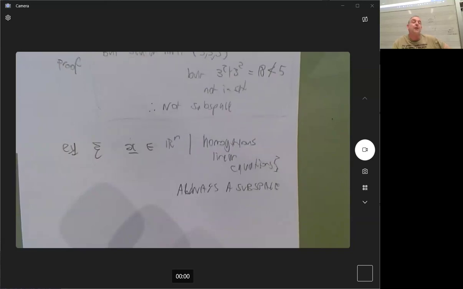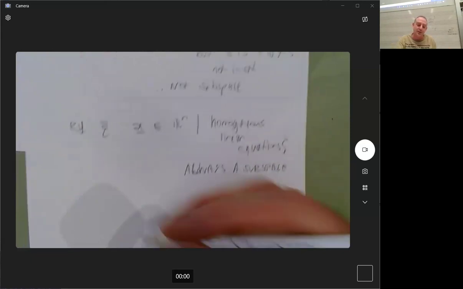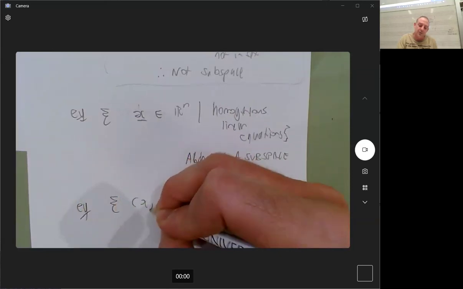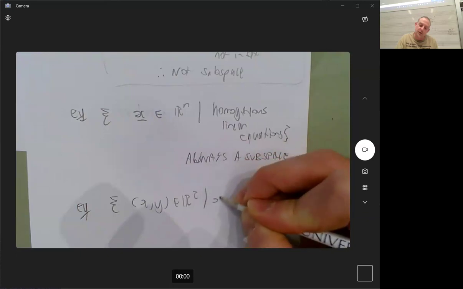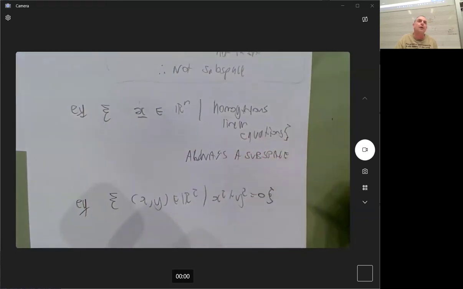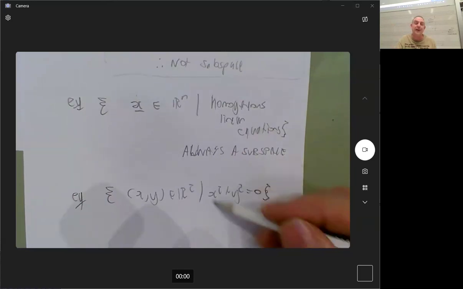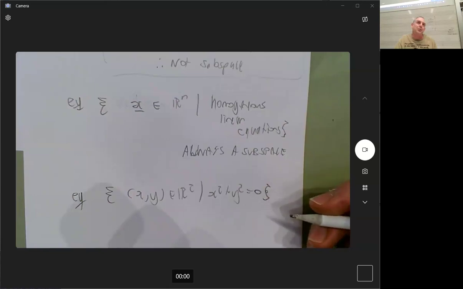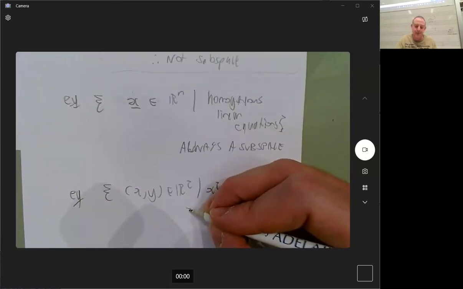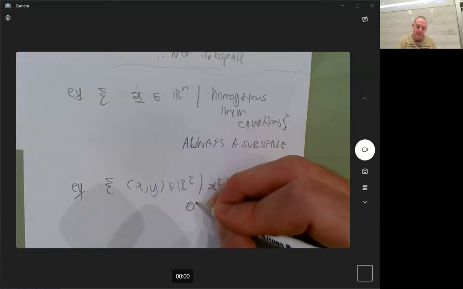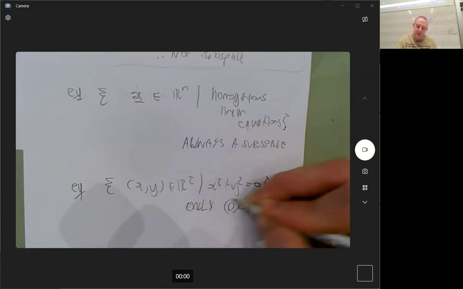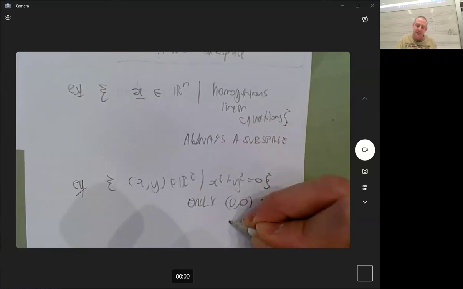Just be careful, sometimes nonlinear equations are still subspaces because the only way to satisfy them is for it to be the zero vector. So classic, this one is like psych, x, y in R2 such that x squared plus y squared equals 0. Psych, that's only the zero vector, subspace. So even though this is not linear, there's only the zero vector that satisfies it, so it's still a subspace. Only 0, 0 is in this set, therefore subspace.